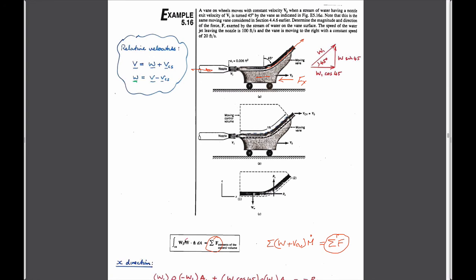This term here is m dot, mass flow rate. And we've said that if it's not moving or if it's steady state, we can get rid of this term and it just disappears. And we're left with this term here. And so let's explain that in due course.